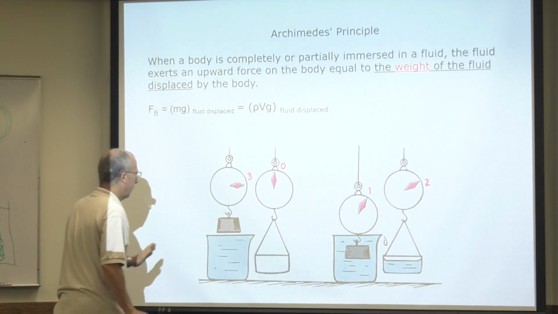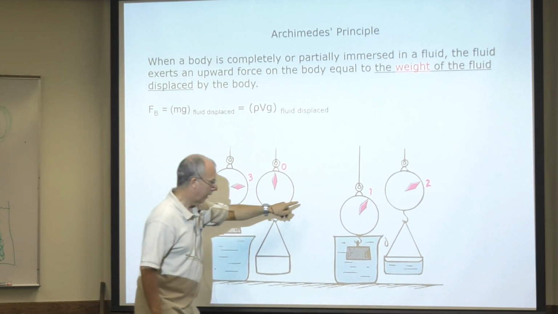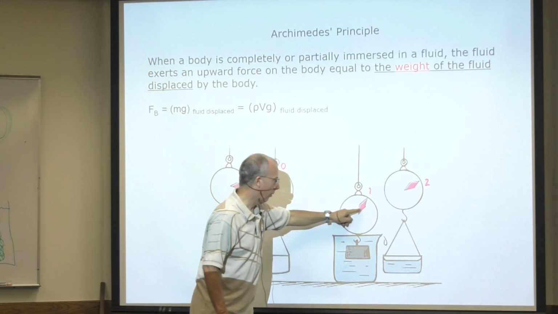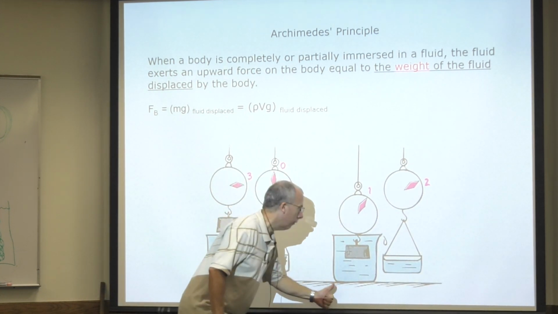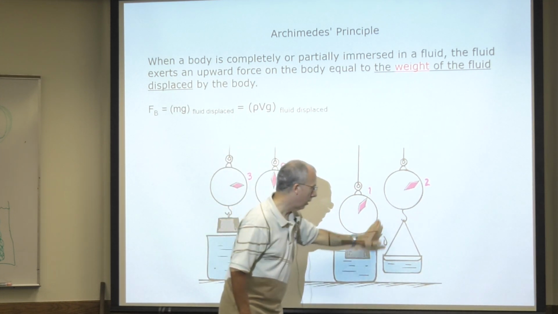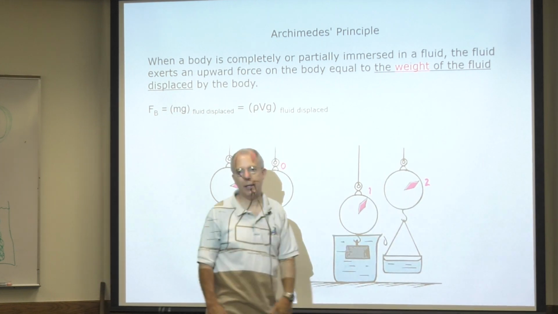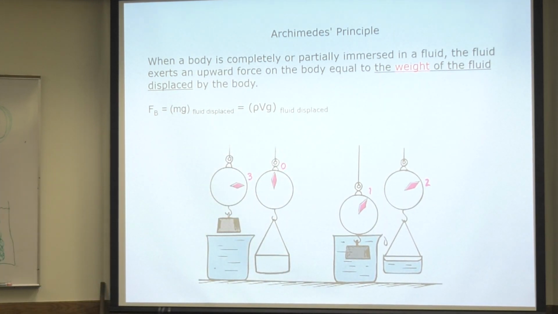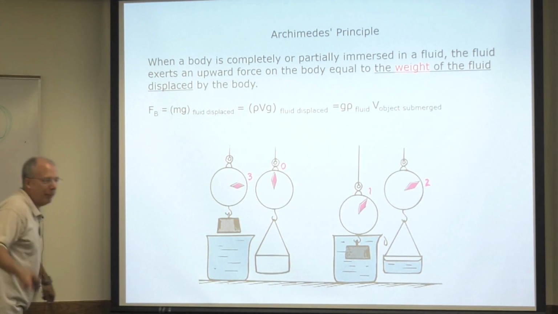But here's the thing. The weight here was 3. Then it goes in the water, and the reading is 1. That means that there has to be a force of 2 pushing it up. Well, what's the weight of the water displaced? 2. Okay, so there it is. That's the buoyant force. Okay, so when a body, this is called Archimedes' principle.